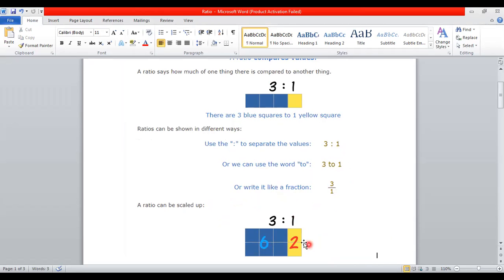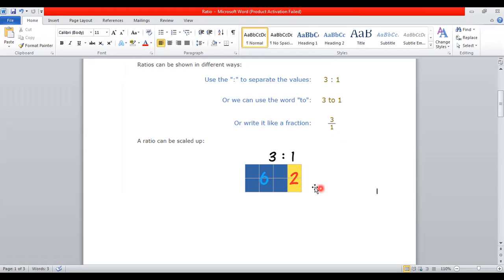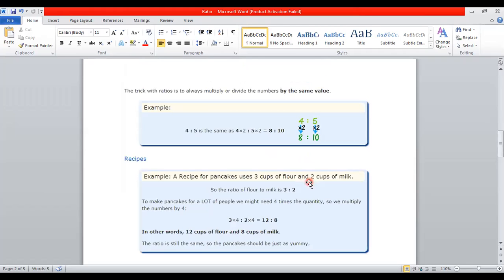A ratio can be scaled up. As I told you before, you can multiply this by any number, but then you have to multiply the other number also by the same number. Now this has been multiplied by 2. 2 times 3 is 6, and 2 times 1 is 2. So then it is the equivalent fraction.